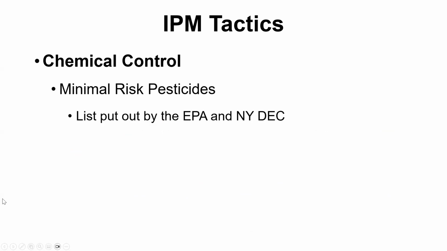There are some minimal risk pesticides, which means they have a lot lower risk. There's a list put out by the EPA and the New York State DEC. Keep in mind that pesticide regulations change from state to state, and New York State has some of the most strict pesticide rules. California's number one and New York's number two. So just because you see it in Pennsylvania at the store doesn't mean it's legal to use here in New York State. But these minimal risk ones, the risk is very low for both you and other things. It includes a lot of oils.